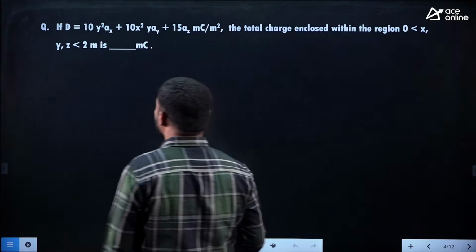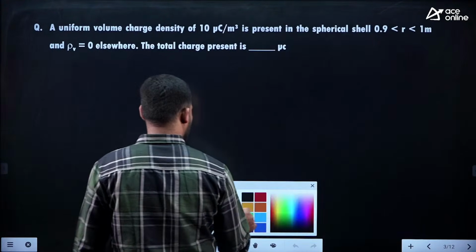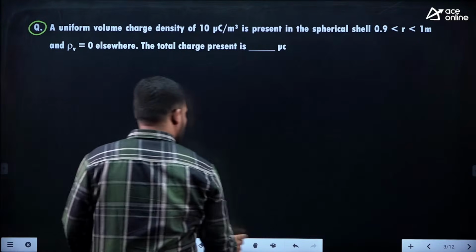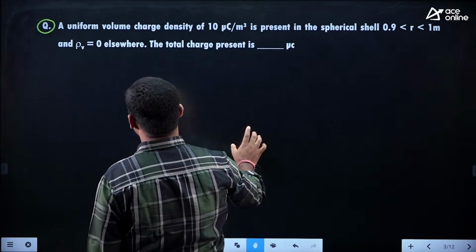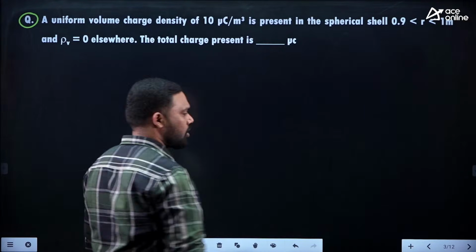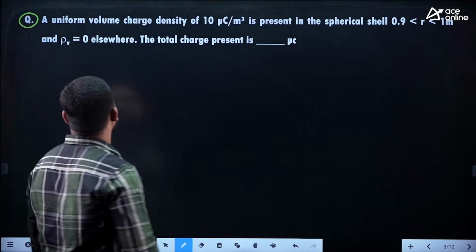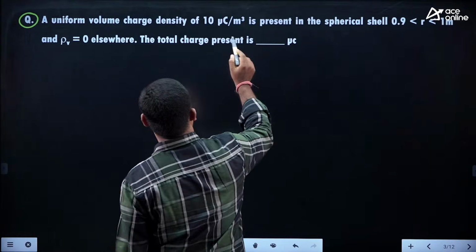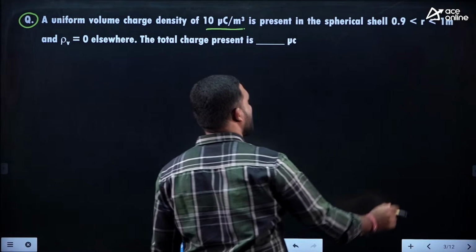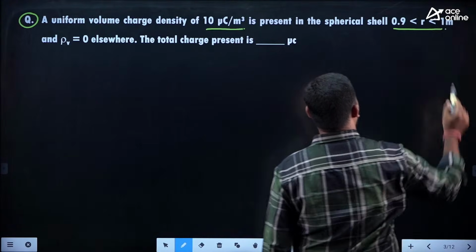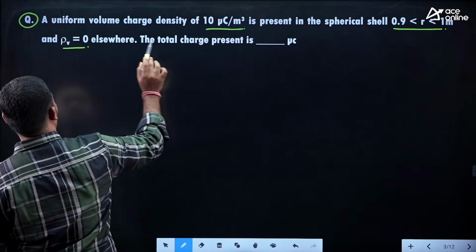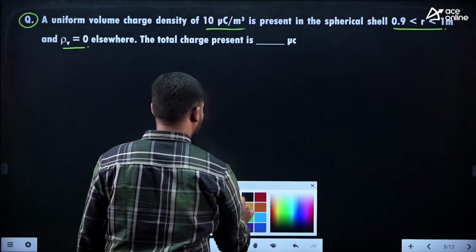So here is a question on charge distribution. There are different charge distributions: line charge distribution, surface charge distribution, volume charge distribution. It's a very popular question, and here we have considered a uniform charge distribution. A uniform volume charge density of 10 microcoulomb per meter cube is present in the spherical shell, where r is ranging from 0.9 to 1 meter, and rho v is equal to 0 elsewhere. The total charge present is dash microcoulombs.